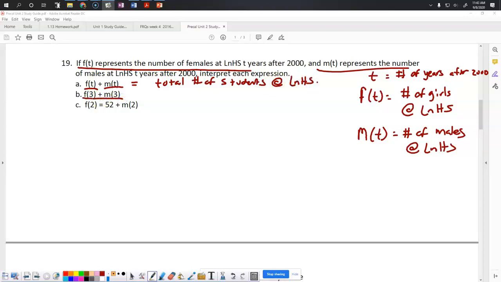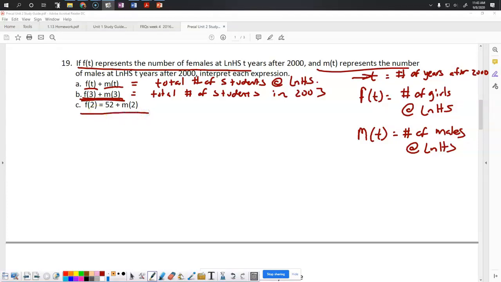Now this is the same expression, but I put a number in there. And you'll notice that that number is where the t is at. And t is the number of years after 2000. So it still means this is the total number of students, because we're still adding the number of females to males. But since we're actually plugging a number in for t, that means it's the third year after the year 2000. So what this expression represents is the total number of students 3 years after the year 2000. So you could just say 2003 if you want to, or you can actually write out the phrase 3 years after the year 2000, whatever works for you.